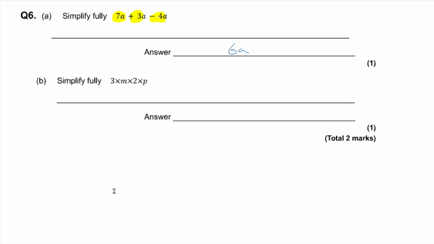Simplify fully 3 times m times 2 times p. So we've got two numbers. We've got an m and we've got a p. So if they're the same, we can kind of multiply them together. If they're not the same, we just kind of push them up against each other in the final answer. So the 3 times 2, that gives me 6. And then I've just got an m by itself, so I'm going to write m. And I've just got a p by itself, so I'm going to write p. Okay, so the final answer is 6mp.